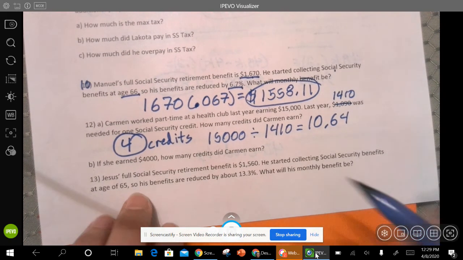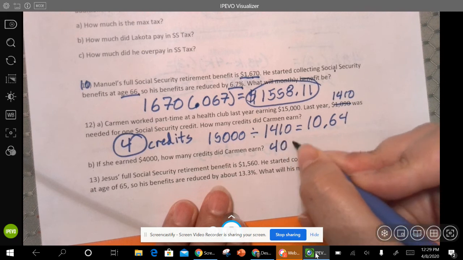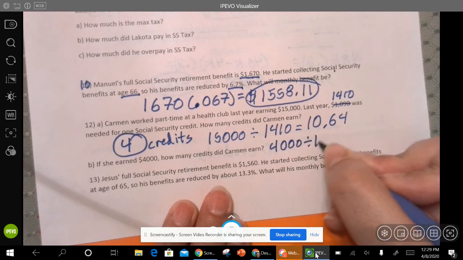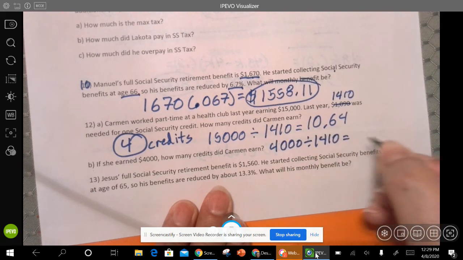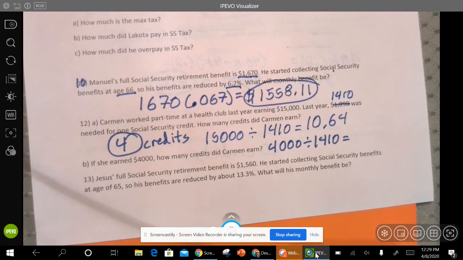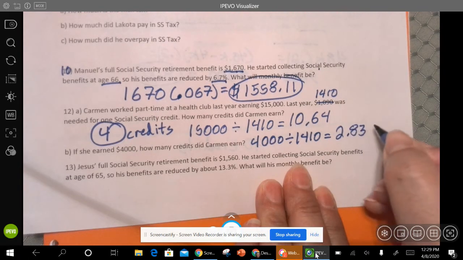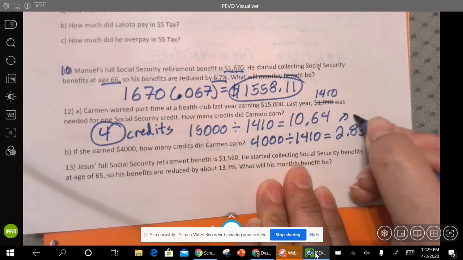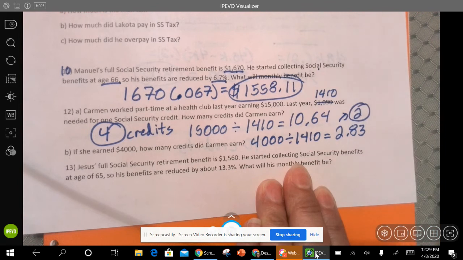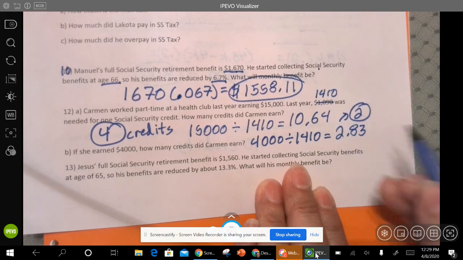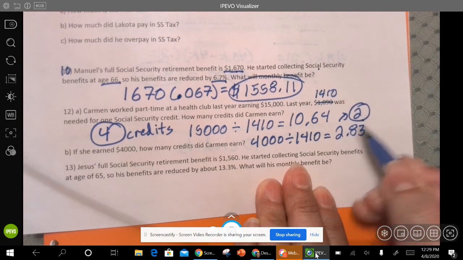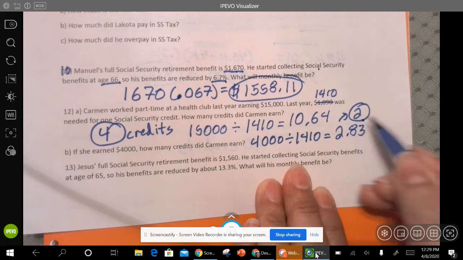Okay, and if she earned 4,000, so we divide that by the 1,410. Okay, and we divide, everybody, again. Okay, so I get 2 8/300ths. Okay, again, so it's going to be 2 credits. So in this case, they round down. Okay, so she would earn 2 credits.